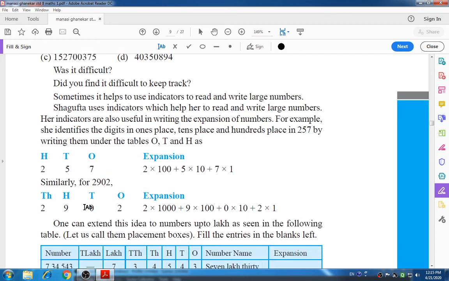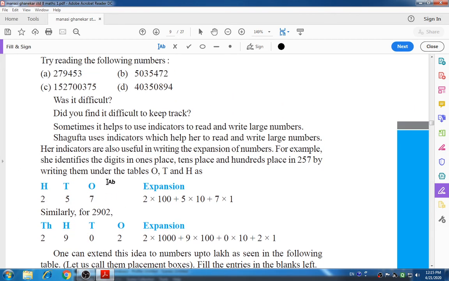Now look at here, expansion. We can also make columns of ones, tens and hundreds place. Look at here, for the number 257, there are 3 digits. That means we have to write the 3 digit places, that is ones, tens and hundreds. And we write here at the ones place there is a 7, tens place there is a 5, and at the hundreds place is 2 hundred. The expansion will be 2 into 100, plus 5 into 10, plus 7 into 1.